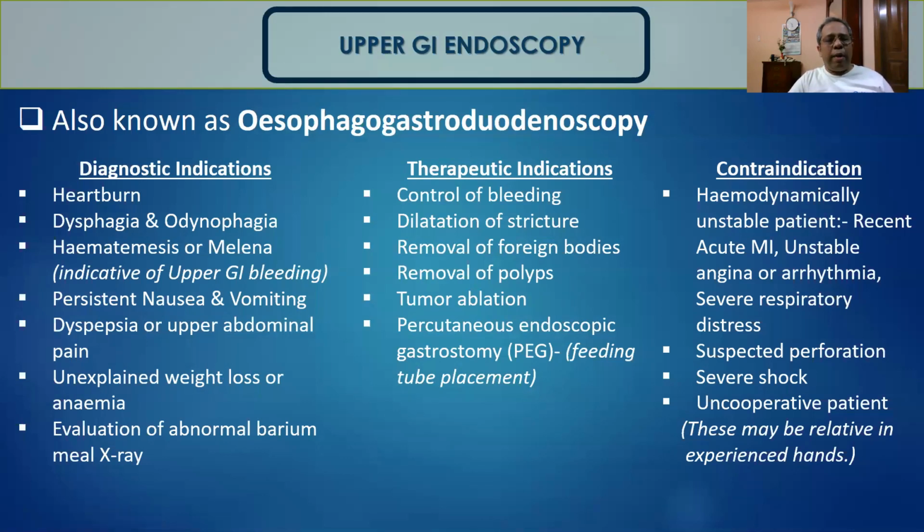And evaluation of abnormal barium meal X-ray. If you do a barium meal and an abnormality is seen in the stomach or duodenum, do an endoscopy for confirmation. So therapeutic indications are, if the patient has hematemesis, do an endoscopy, and if there is a bleeding, the bleeding vessels can be arrested by mechanical means, laser, phototherapy or clipping. By any means, you can try to arrest hemorrhage.